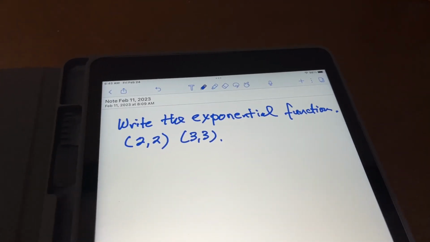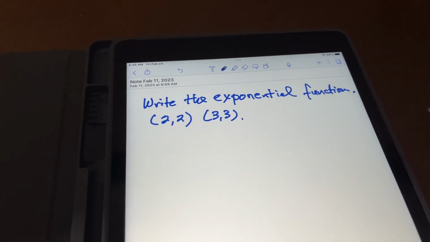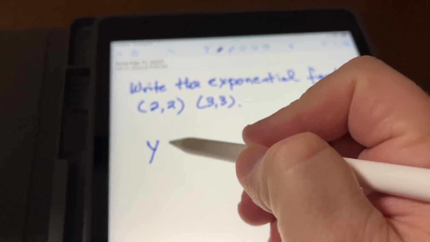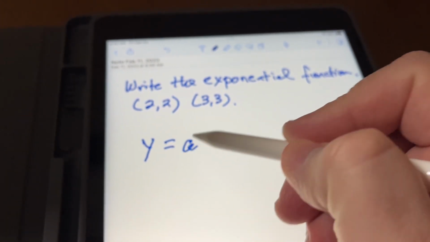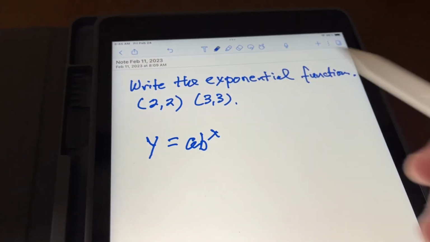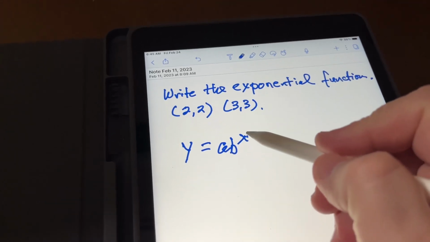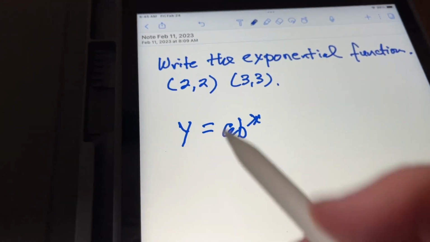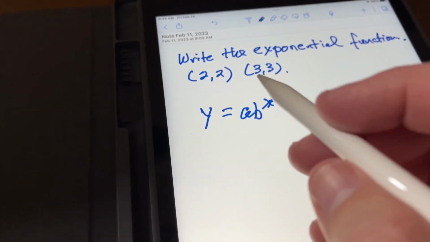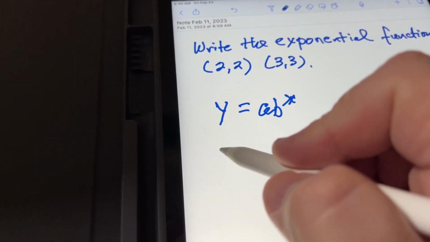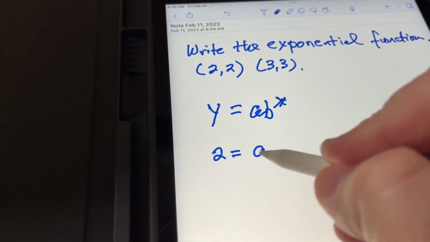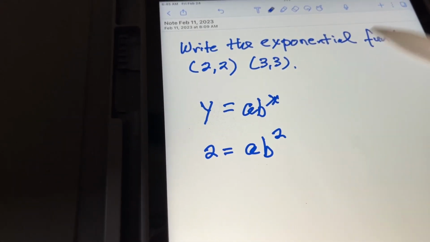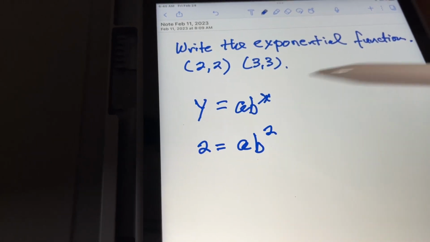So let's look at how to do this algebraically first. Of course, you're going to use this equation for exponential functions, y equals a b to the x power. So what I want to do is take the first ordered pair and put it in for x and y. So y is 2. I don't know what a and b are right now. If I knew that, I would be done. So that's the first ordered pair placed into this equation.